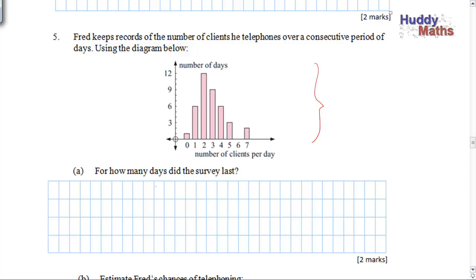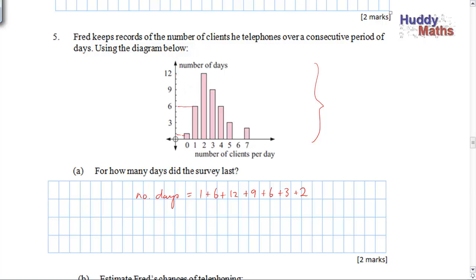So first of all, how many days did the survey last? So we've got to try and read it off from the scale here. I think it's pretty easy. This one's 1, the next one's height is 6, plus 12, plus 9, plus 6, plus 3, plus 2. Just reading them off here.